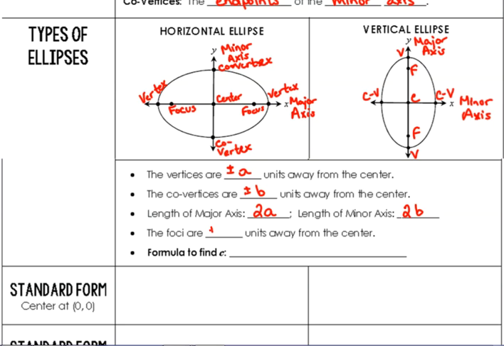The foci are plus or minus C units from the center, and we find C by A squared minus B squared. Again, that's given to you on the formula sheet. You just need to know what A is, what B is. A is always bigger. I'm going to write that again over here. A is greater than B, always. Okay, A is greater than B.